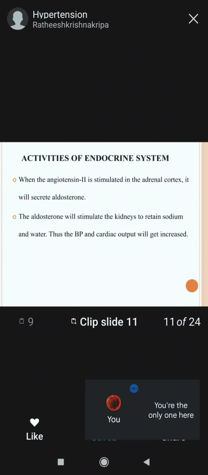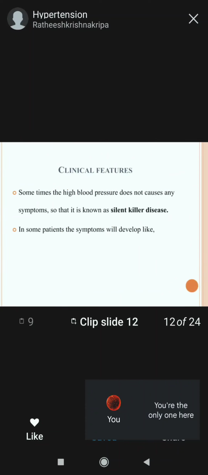Activity of the endocrine system. When angiotensin second stimulates the adrenal cortex, it will secrete aldosterone. The aldosterone will stimulate the kidney to retain sodium and water, and thus the BP and cardiac output will increase.